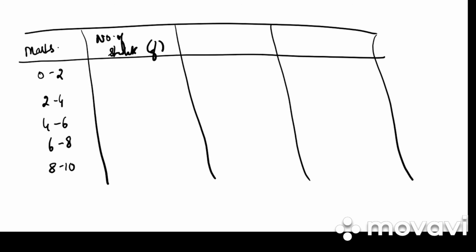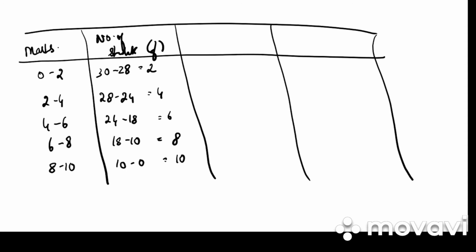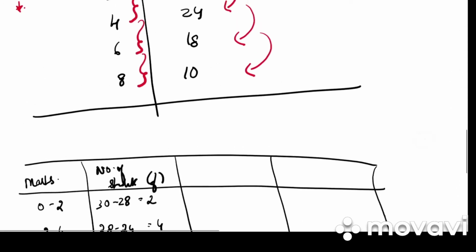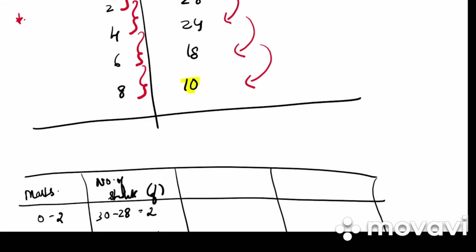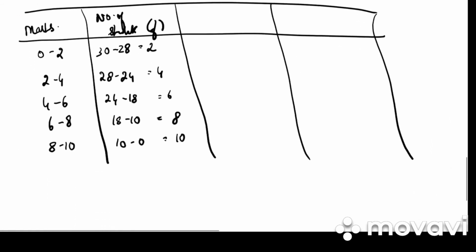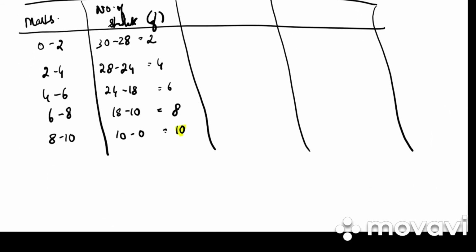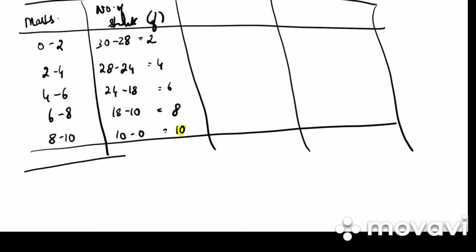This is the same way we did for the ogives. So it is 30 minus 28, 2; 28 minus 24, 4; 24 minus 18, 6; 18 minus 10, 8; 10 minus 0 will be 10, or you can just directly write 10, it won't be an issue. So your last frequency given in the question will be your last frequency in your answer as well.